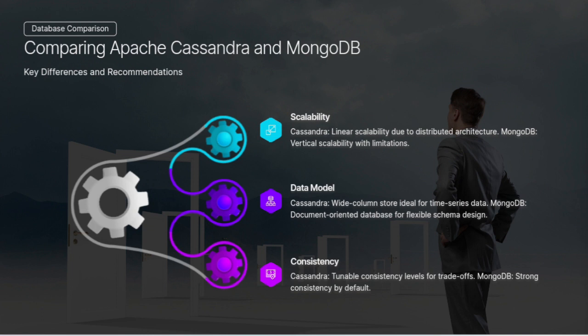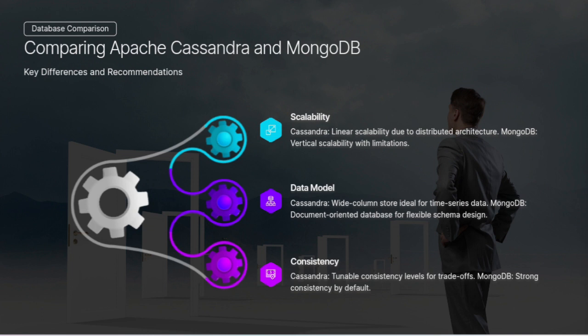horizontal scaling. In consistency and availability, Apache Cassandra has tunable consistency levels, eventual consistency by default, and high availability, while MongoDB has strong consistency by default within replica sets, with options for eventual consistency and a replica failover mechanism.